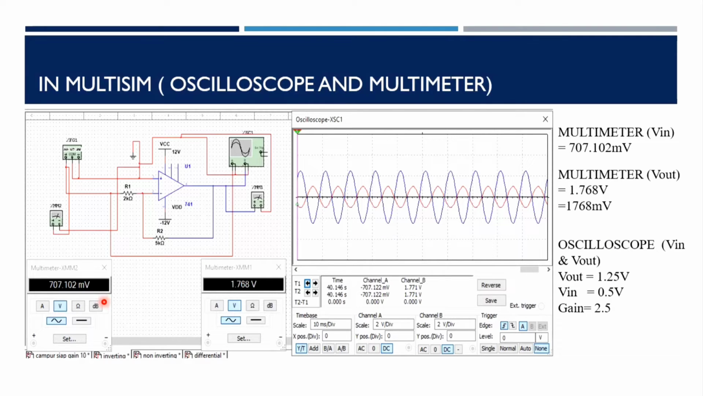There are two ways we use to calculate the gain of the op-amp. We use an oscilloscope to observe the waveform and a multimeter to find Vout and Vin. For the oscilloscope, the blue waveform is divided by the red waveform. Blue is the output, while red is the input. We get a gain of 2.5.